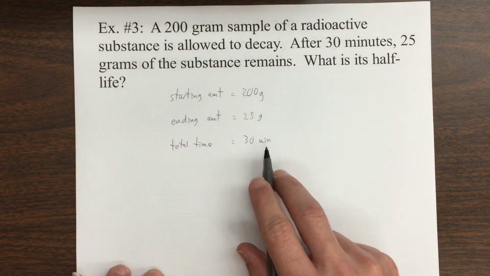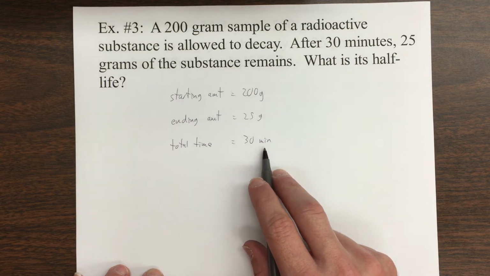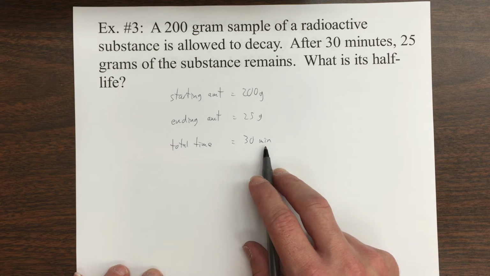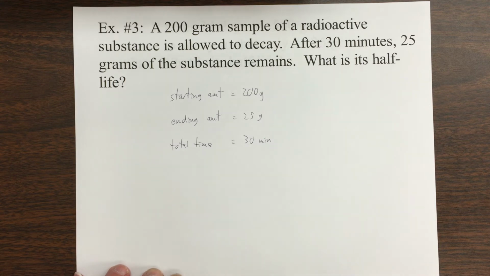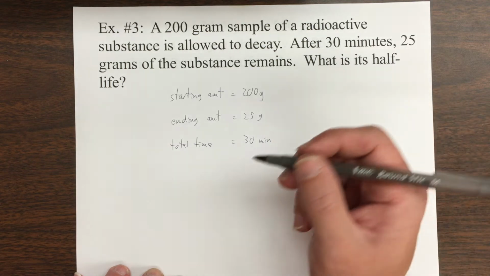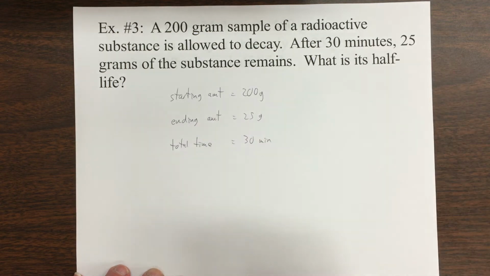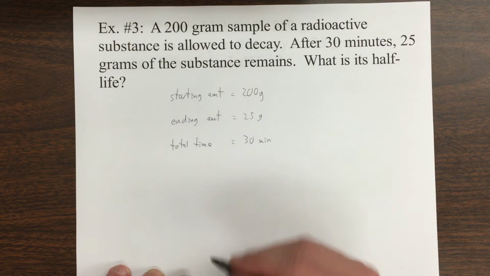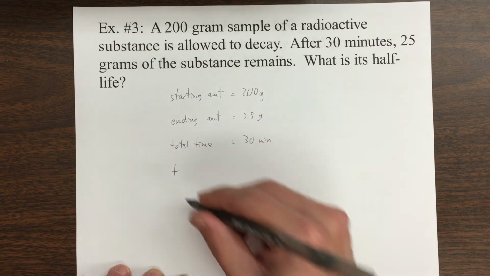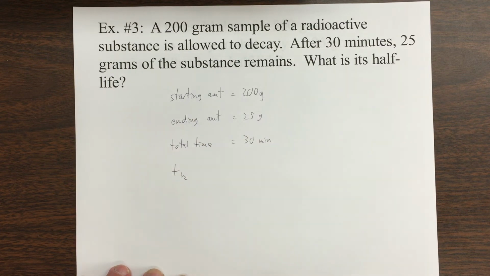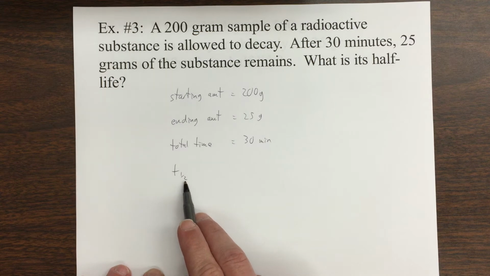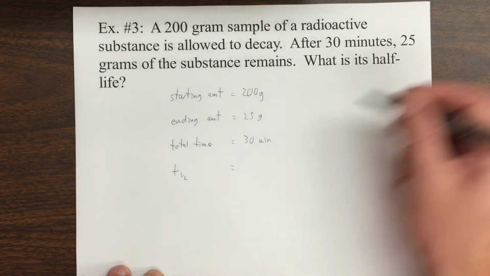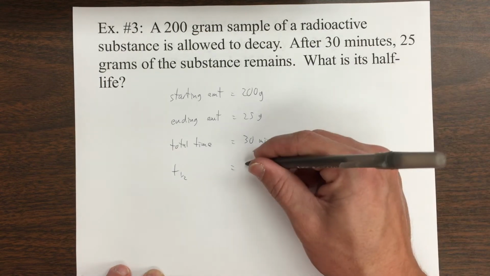Please make sure that you include the appropriate units with these time frames, because some will be minutes, some will be seconds, others will be hours, years, days. The unit matters. At the end, we want to know what the half-life is. So I typically abbreviate that T sub 1/2. So this 1/2 is subscripted, hence T sub 1/2 just means the time for the half-life. We don't know what it is in this case, so we're going to put a question mark.